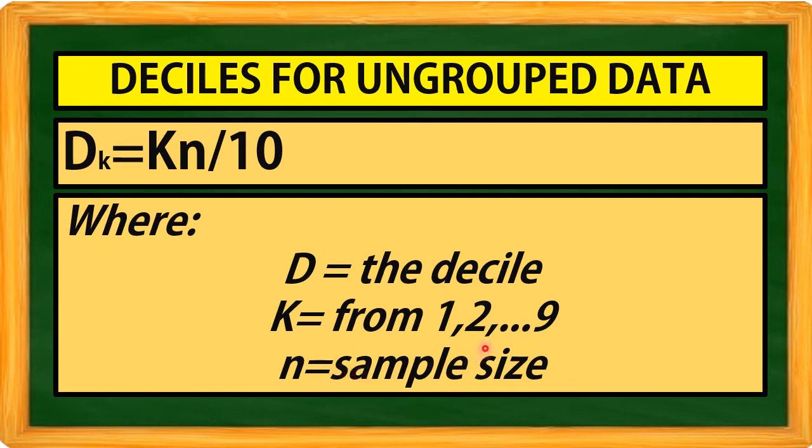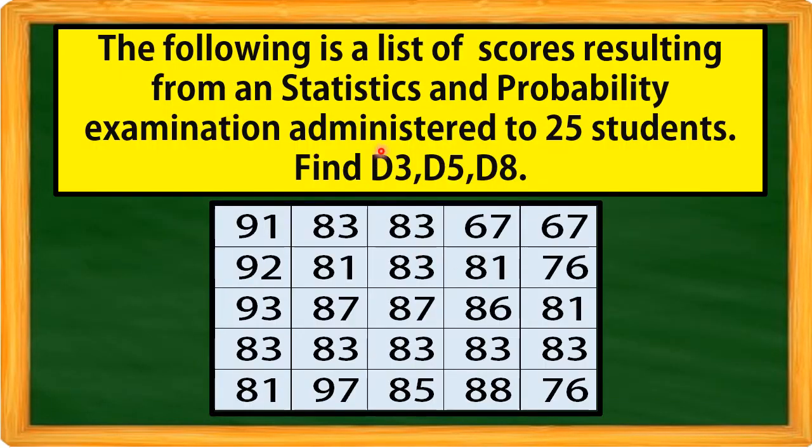So, let us try this formula in solving for the deciles. We are going to use again the same data or the same scores, but we are going to find the decile 3, decile 5, and decile 8. So, our sample size is still 25.